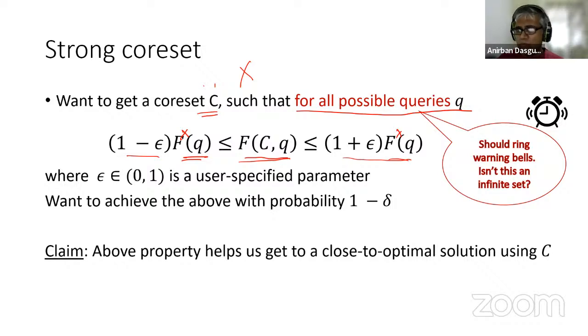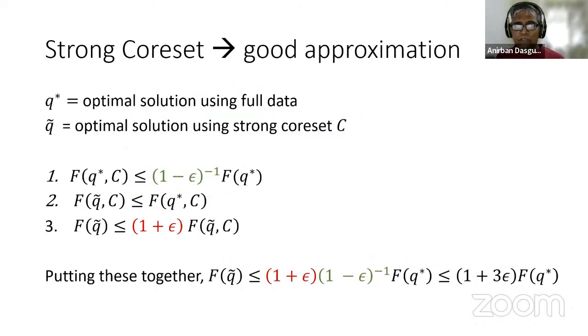Second of all, how? Because now we're talking about all possible queries. So even for the simple examples that I gave you for regression or for clustering, the set of all possible queries is infinite. So how can I possibly say something for an infinite set of queries? I won't be able to take union bounds. I won't be able to do anything smart. So what can I do?